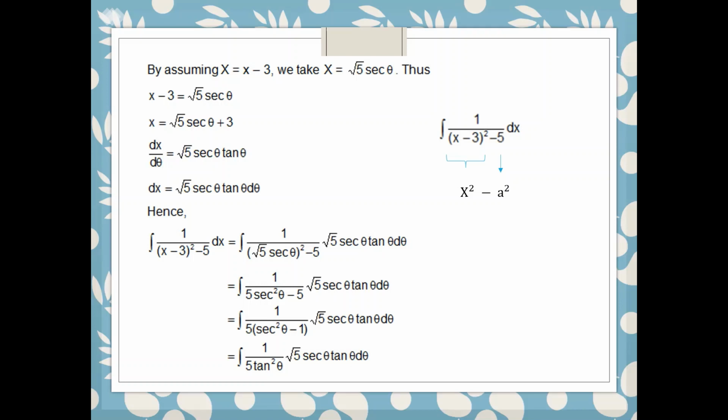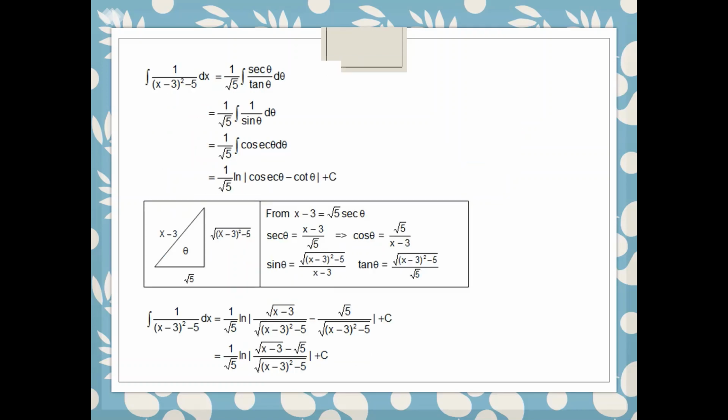Simplify this, you will get 1 over square root 5 integrate 1 over sine theta d theta, which can also be represented as 1 over square root 5 integrate cosec theta d theta. Integrate, you will get 1 over square root 5 ln |cosec theta minus cotangent theta|, then plus c.